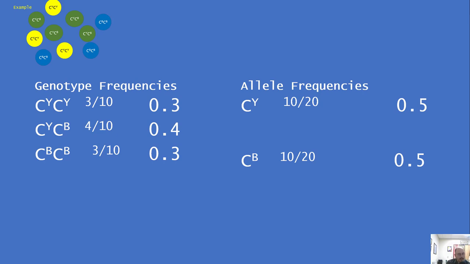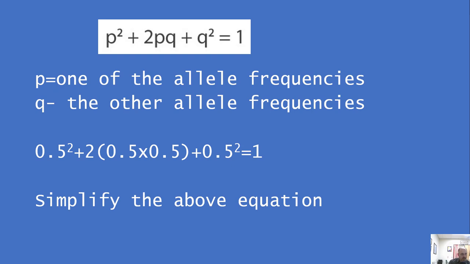All right, now the next step, the Hardy Weinberg Equilibrium. Here we see the equilibrium at the top of the screen, p squared plus 2pq plus q squared equals 1. P is a variable that stands for the frequency of one of the alleles. Q is the frequency of the other allele. So we'll just make P be the yellow allele and Q be the blue allele. All you have to do now is stick those allele frequencies into this equation.